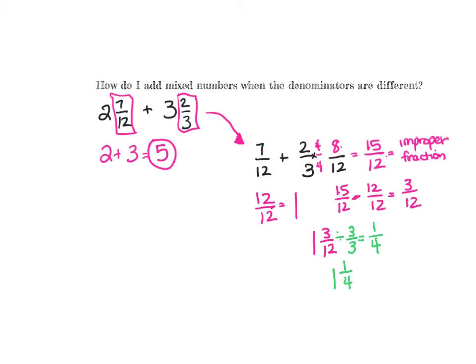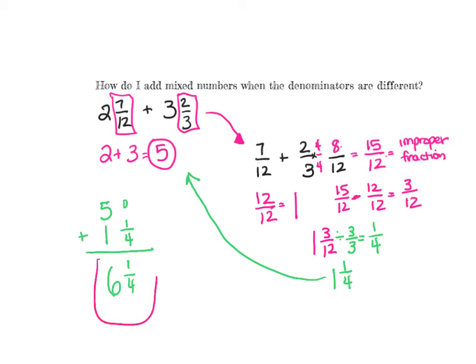Okay, and we are going to take that back up to this whole 5 and add that. So it's going to be 5 plus 1 and 1/4, and there's 0 here, so 0 plus 1/4 is 1/4, and 5 plus 1 is 6. So the answer to our problem is 6 1/4.